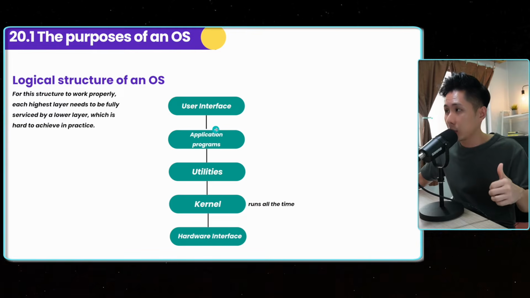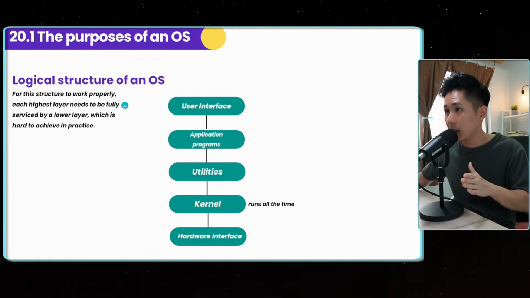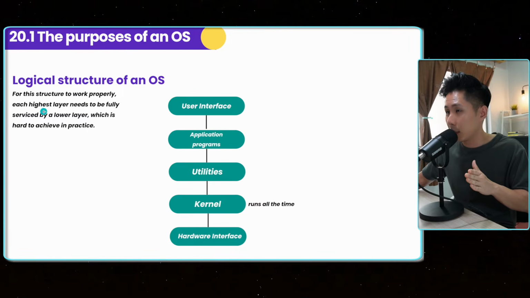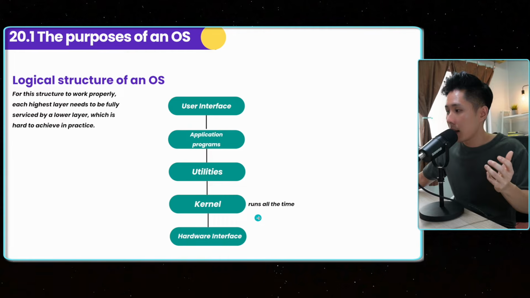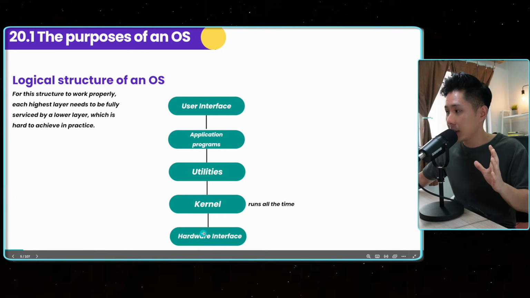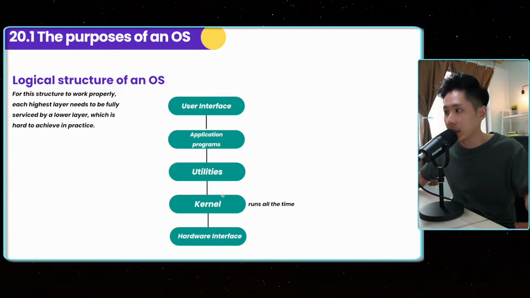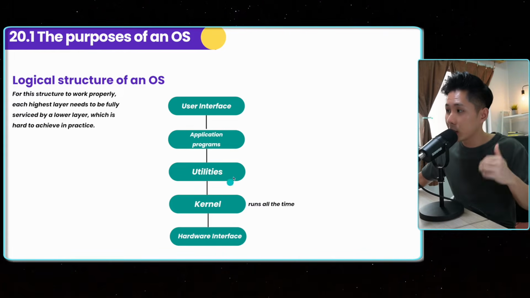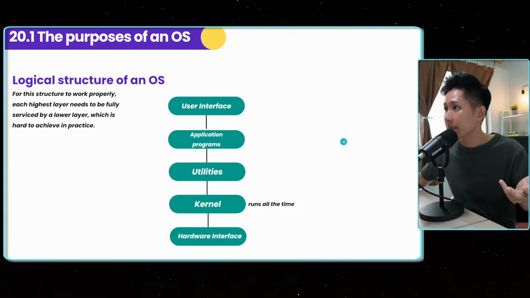So this is the logical structure of an OS. We're going to look into how they actually work. For this structure to work properly, each higher level needs to be fully serviced by a lower level. There's a typo here, not highest, higher, and this is hard to achieve in practice. So what it means is that the hardware interface is going to support the kernel, which will run all the time with unrestricted access. And the kernel of the OS will run the utility software, and this utility software will run some of the application programs, which will provide us, the user, the interface.